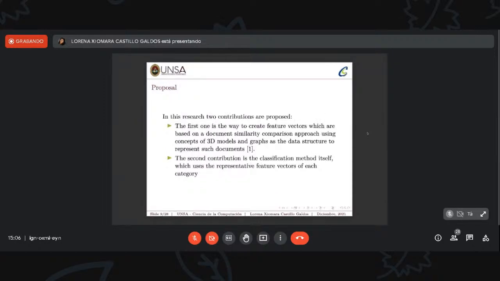Okay, the proposal of this research has two contributions. The first one is the way to create feature vectors, which are based on a document similarity comparison approach, as I mentioned and named before, using concepts of 3D models and graphs as the data structure to represent such documents. And the second contribution is the classification method itself, which is a new classification method that uses the representative feature vectors of each category mentioned in the first contribution.